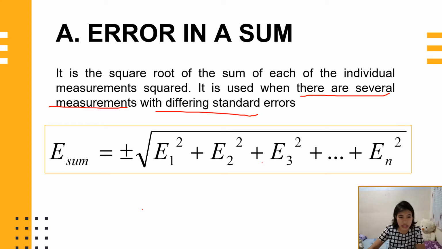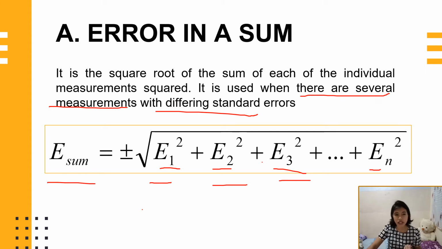So, where E is the estimated error in observed quantities. Itong mga E na to, these are estimated errors ng observed quantities. So, if you take the sum of each individual measurement, makukuha din natin yung error ng sum. I have here a situational problem which we can apply this error in a sum. Okay?